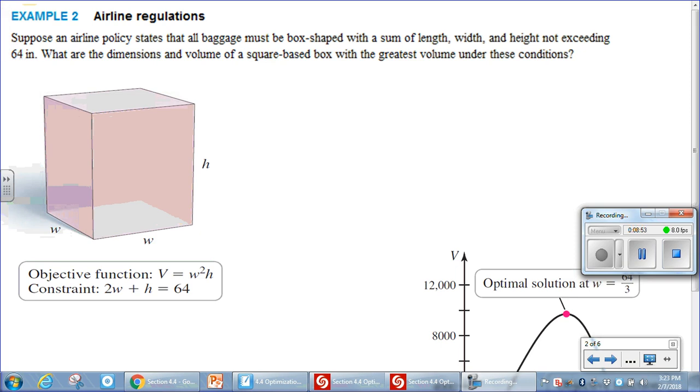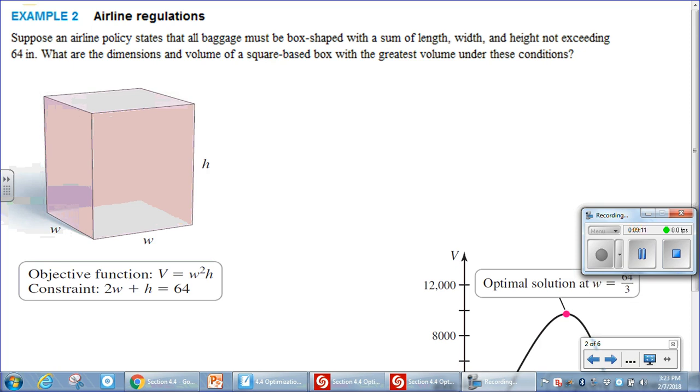Suppose an airline policy states that all baggage must be box shaped with a sum of length, width, and height not exceeding 64 inches. What are the dimensions and volume of a square-faced box with the greatest volume under these conditions?